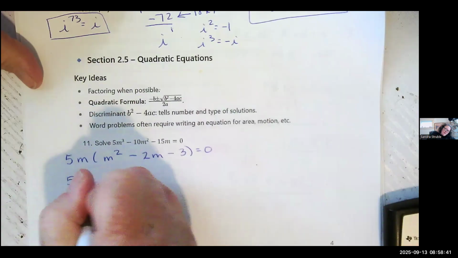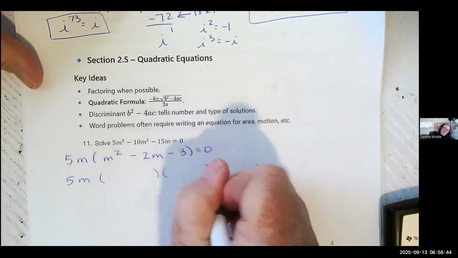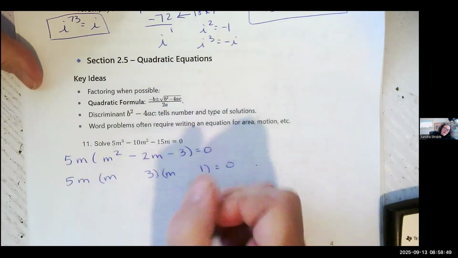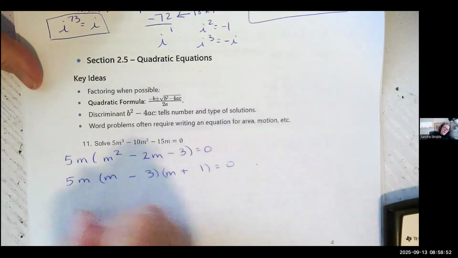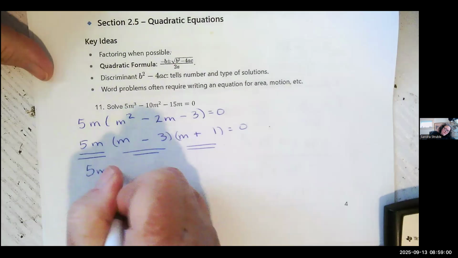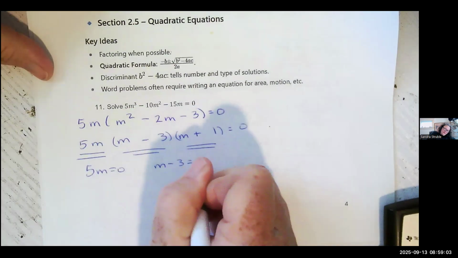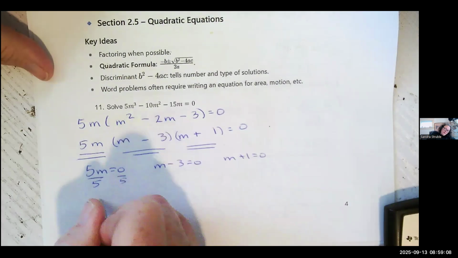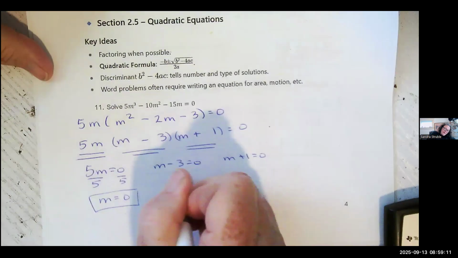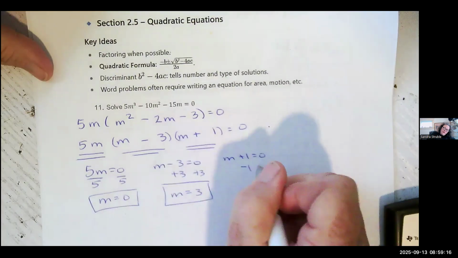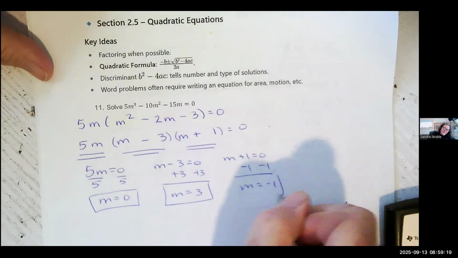I'm going to bring this 5m down, cannot divide it away, and I'm going to factor. All right, now once you get it factored, you need to set each of these terms equal to 0 and solve for m. Divide both sides by 5. m is equal to 0. Add 3 to both sides. m is equal to 3. Subtract 1 from both sides. m is equal to -1.